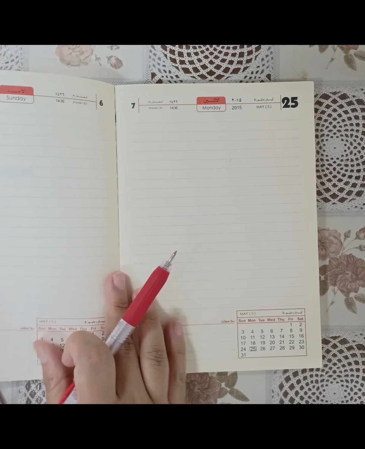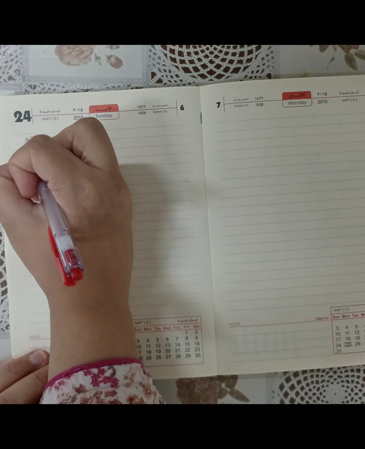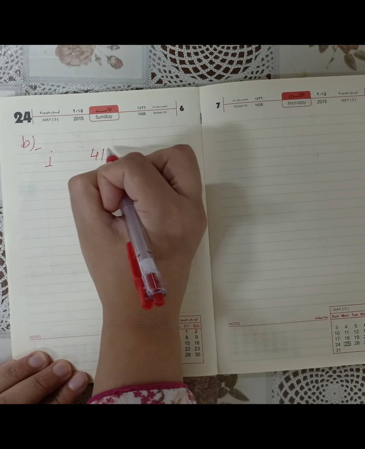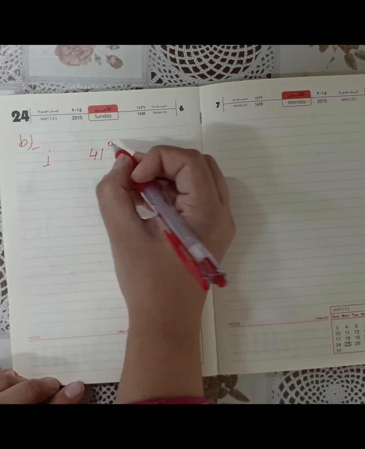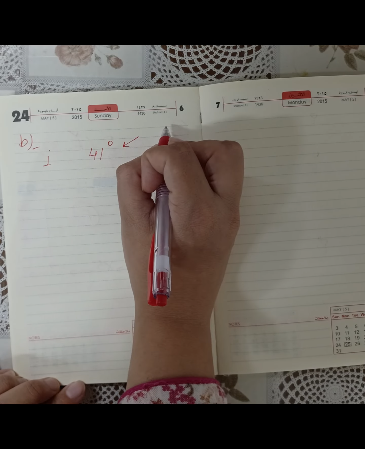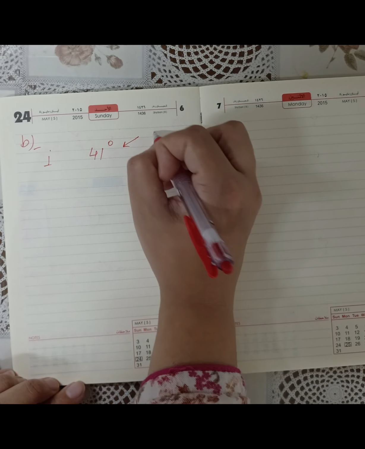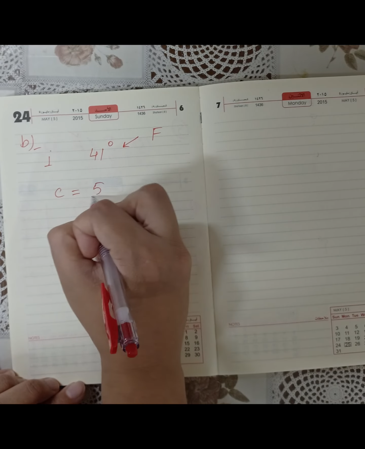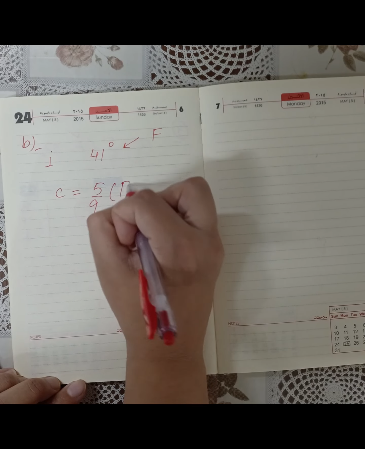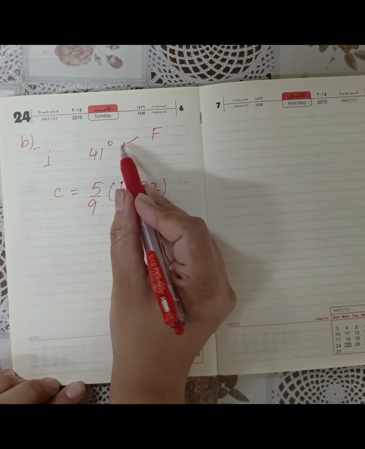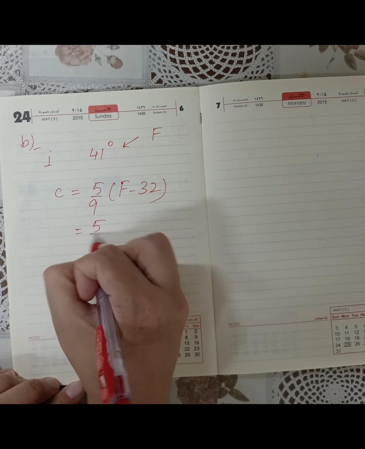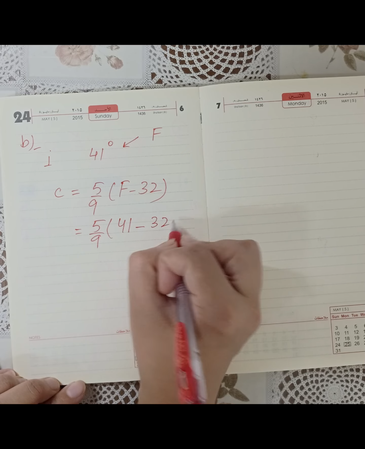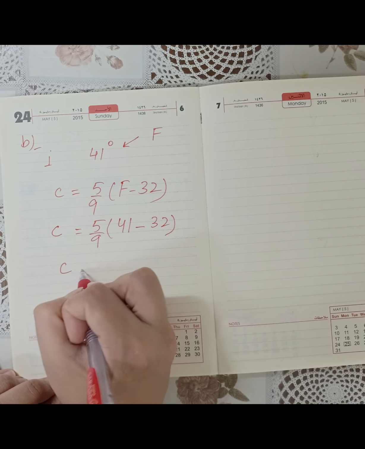For example, in part B, the first part is given as 41 degrees. What is this 41 degrees? This is the temperature that is given in Fahrenheit. If the temperature is given in Fahrenheit, we can find this value by 5 over 9 (F minus 32). So what is F right now? We have F, 41 minus 32 equals C.